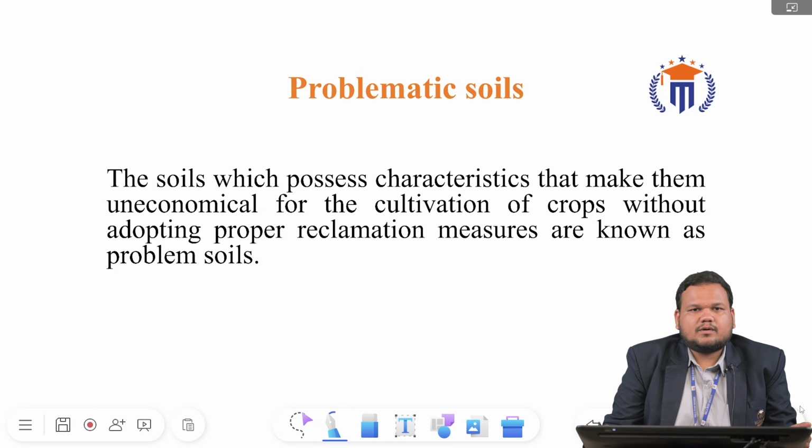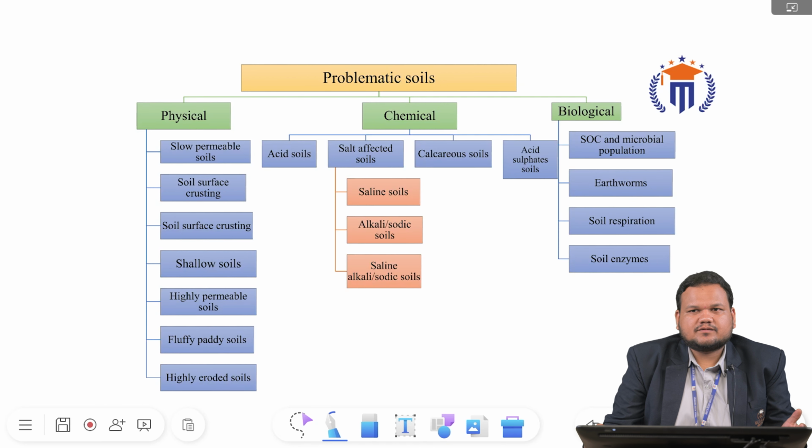So coming to problematic soils, these are soils which possess characters which make them uneconomical for cultivation, and only after reclamation can they be used for agricultural cultivation. So this is from the agriculture point of view. Basically there are three types of problems identified: physical, chemical and biological problems.